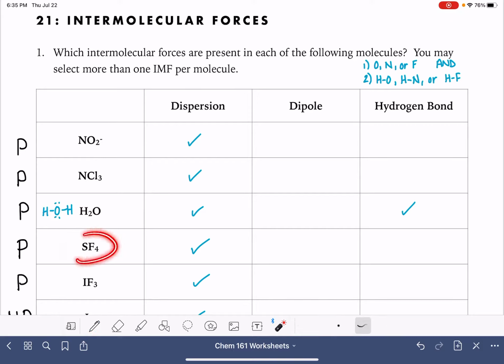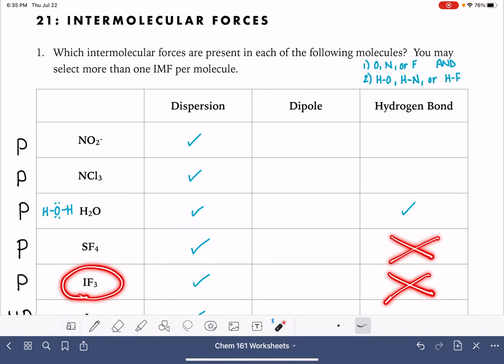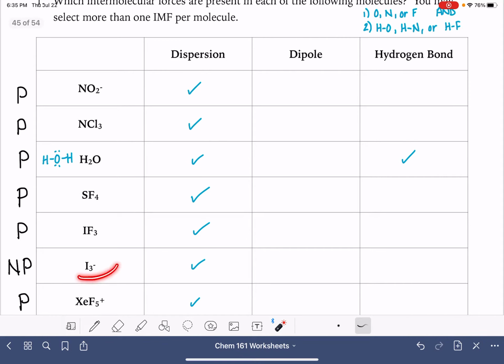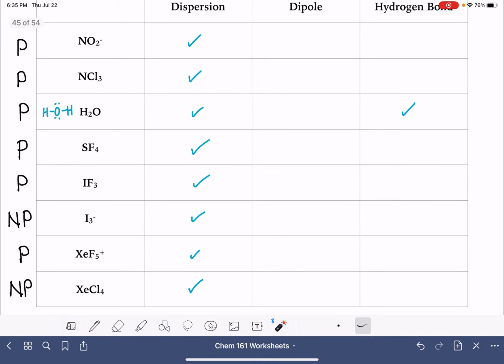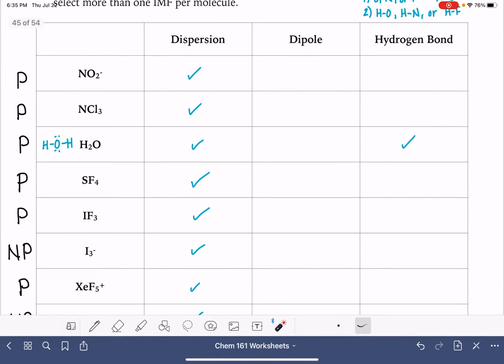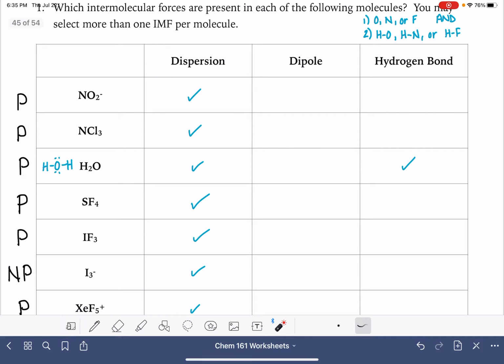SF4, this molecule has fluorines, but it doesn't have any hydrogen, so there's no hydrogen bonding going on here. IF3, also no hydrogens. I3- doesn't have any of the right atoms, so no hydrogen bonding there. And the same with the last two. So if there's no hydrogen, you can't hydrogen bond. So only one of these molecules can hydrogen bond.